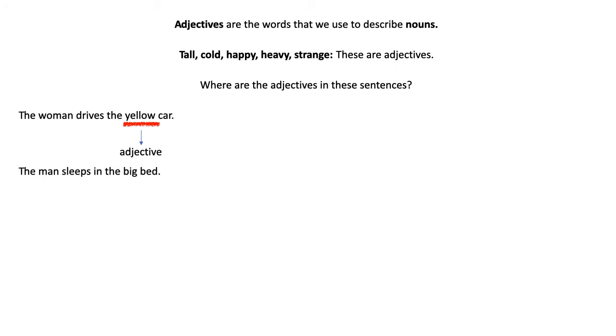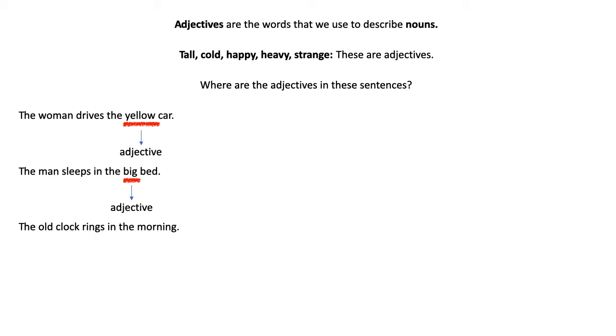The man sleeps in the big bed. Which one of these is an adjective? Big, of course, because it describes the bed, right? It gives us some specific information about what the bed is like.